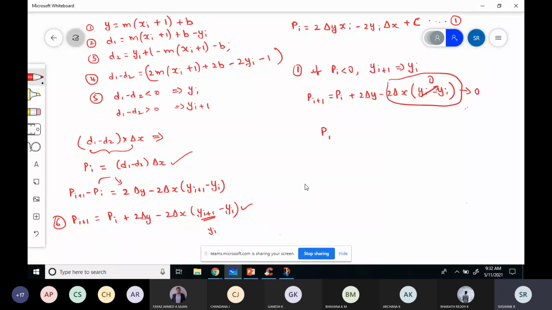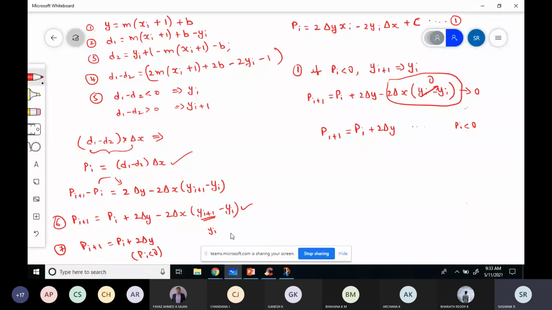So p of i plus 1 will be equal to p_i plus 2 times delta y when the value of p_i is less than 0. So this is the equation, this is also one equation. This I'll take as equation 7. As per equation 7, p of i plus 1 is equal to p_i plus 2 times delta y, considering p_i is less than 0.